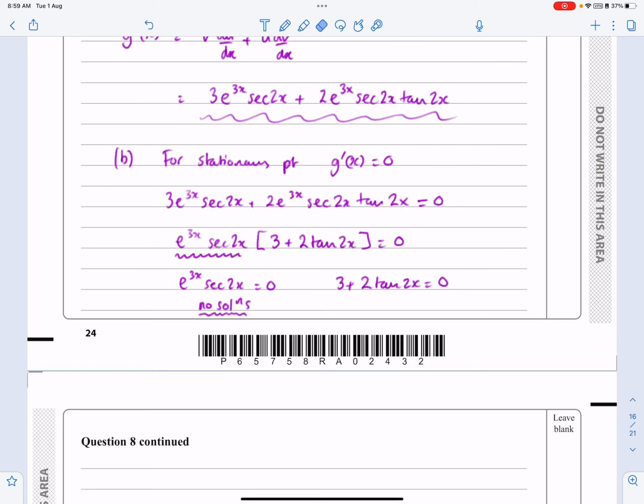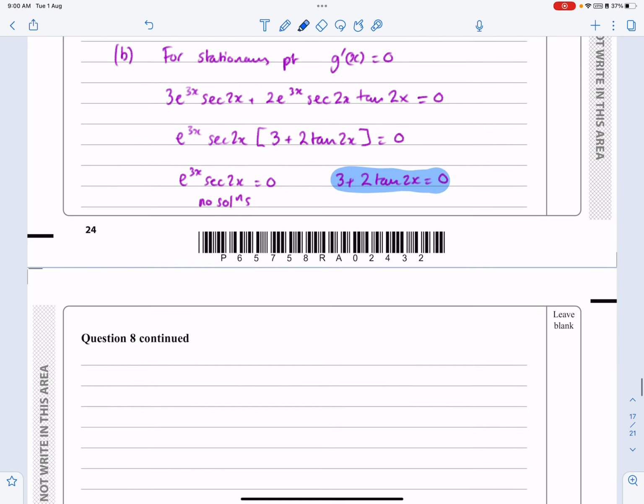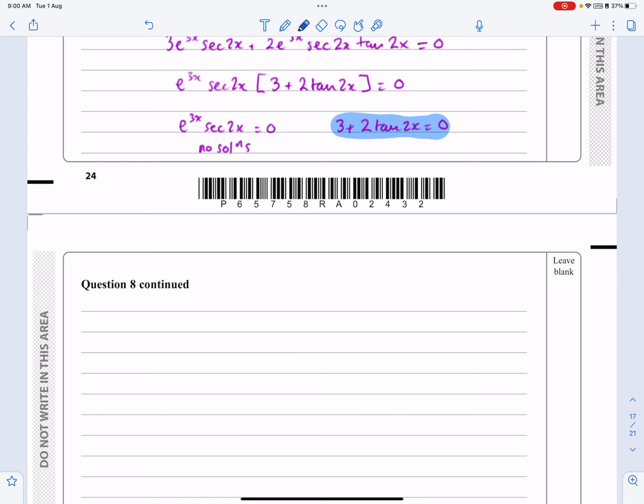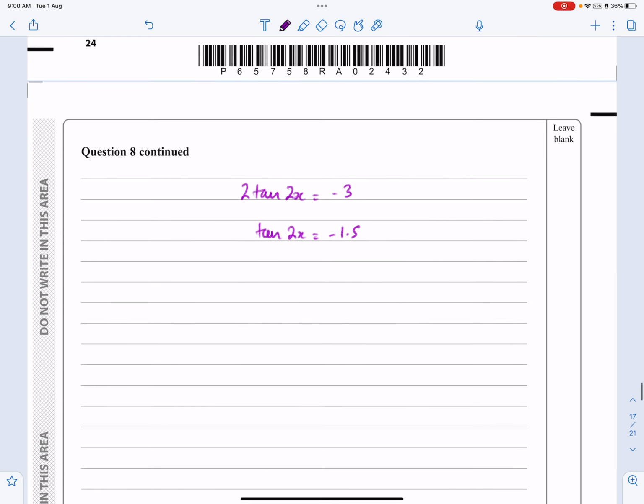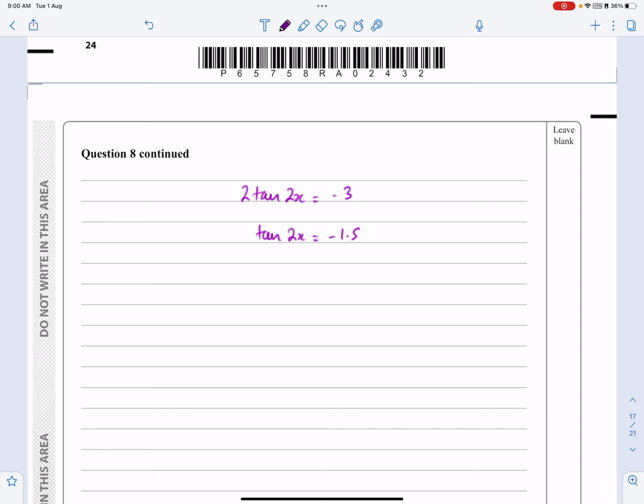So that's nice and handy. Actually, I don't need either of those things being done like that. So what that now means is I'm just having to focus on that bit there, which I should be able to do relatively straightforward. So we get 2 tan 2x equals minus 3, tan 2x equals minus 3 over 2, or 1.5. And I'm not going to go ahead and just do all this. This is work that you can do yourself to get to this answer here.